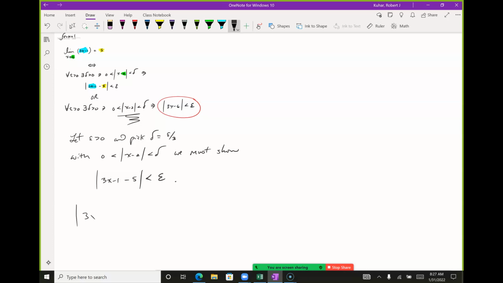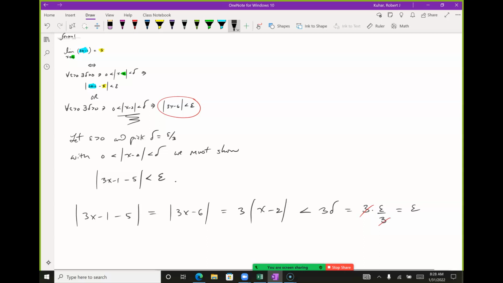So we know that 3x minus 1 minus 5 is less than epsilon. The absolute value is what? 3x minus 6, which is 3 times the absolute value of x minus 2. Okay, but x minus 2 in absolute value is less than delta. So this is really less than 3 times delta. The 3's are the same, right? And the absolute value of x minus 2 is less than delta. But I picked the delta, didn't I? That's epsilon over 3. And now I can see that my 3's will cancel, and I get an epsilon.